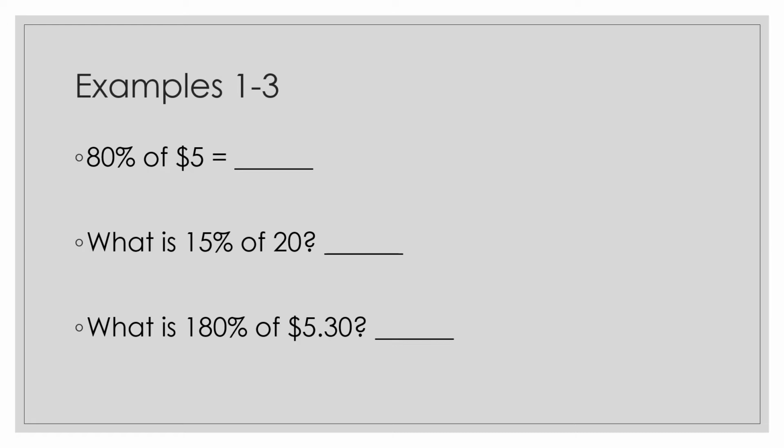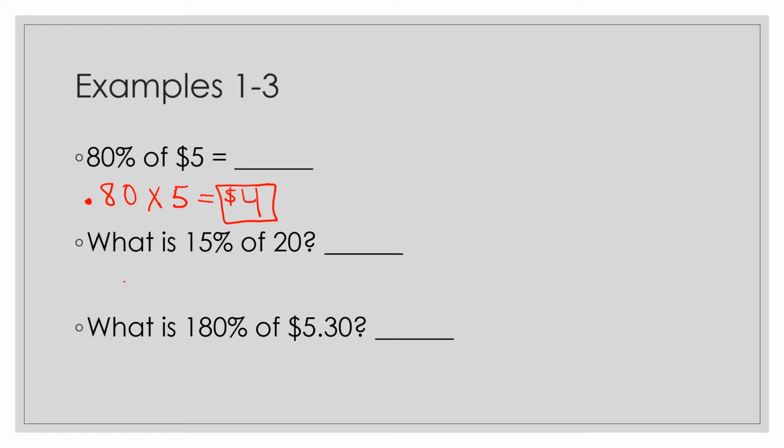All right, so 80% of $5 equals blank. Okay, so we know to solve for 80% of 5, we would change our 80% to a decimal. So we would put 0.80 multiplied by 5. And 0.80 times 5 gives us 4. So it would be $4.